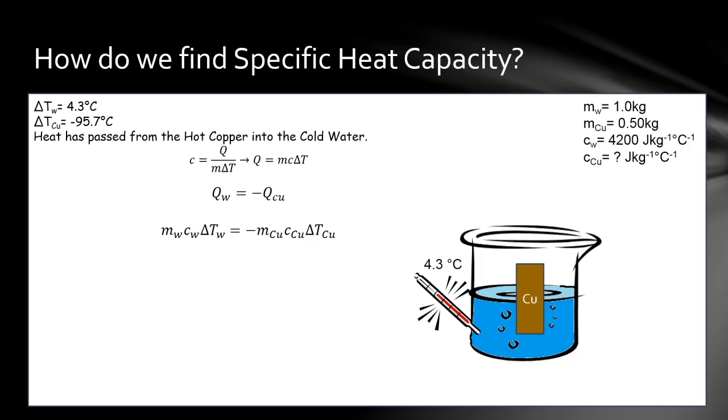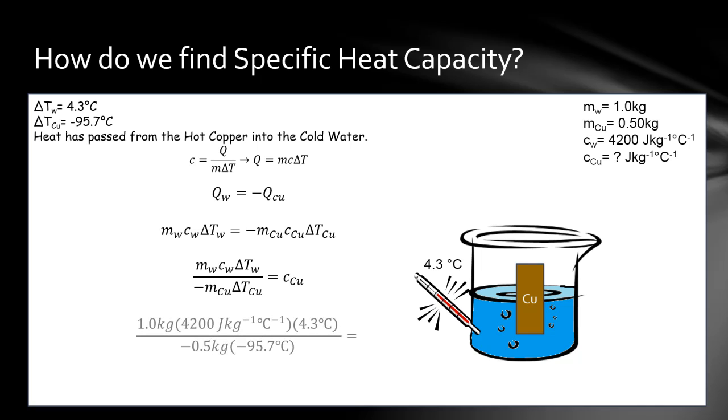Substituting the energy equation above, we get this new equation. Using algebra, we rearrange to solve for the specific heat capacity of the copper. And plugging in the numbers and solving, we get the specific heat capacity of copper to be 380 joules per kilogram degrees Celsius.